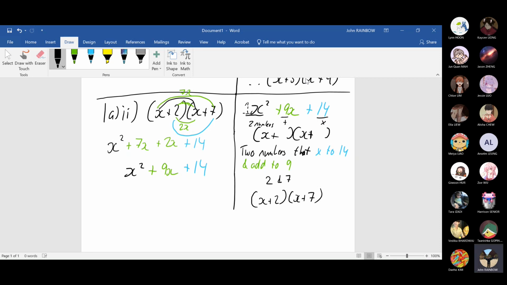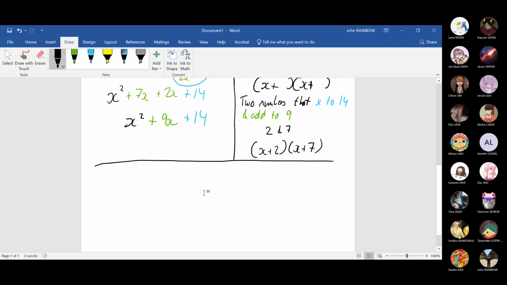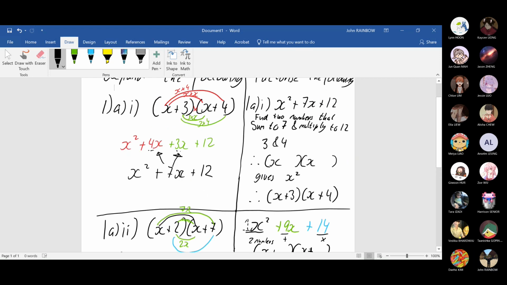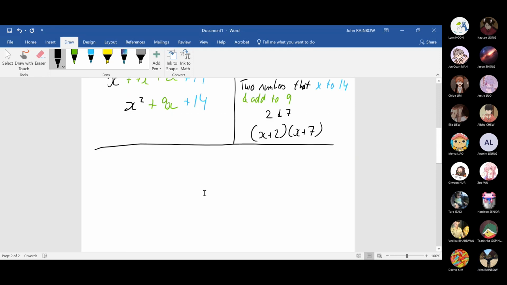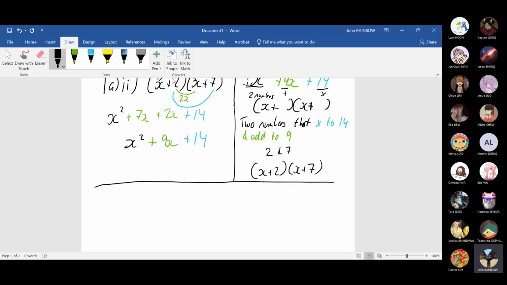Add to 9, multiply to give you 14. Okay, that's what we're really looking for. Let's move on to the next section. Okay, I hope you got there. If you've got questions, please ask as we go along.